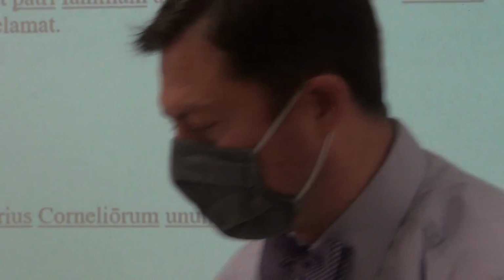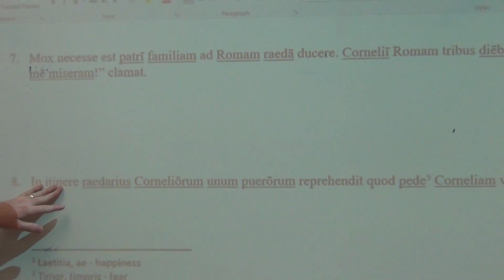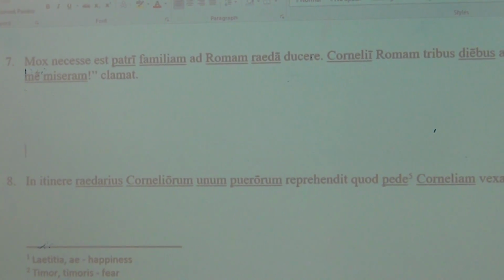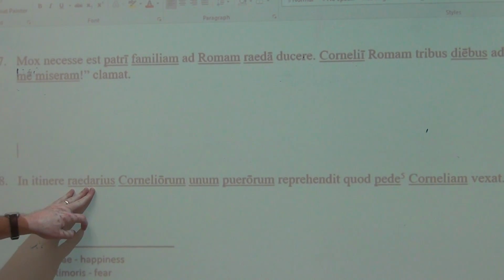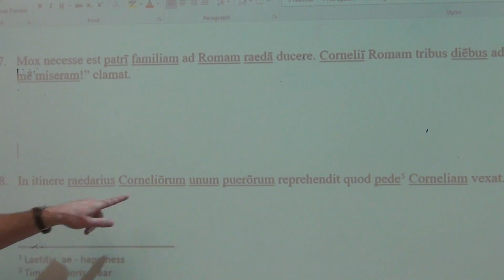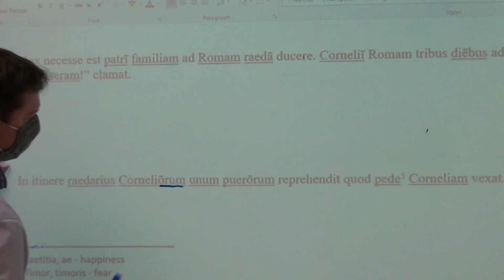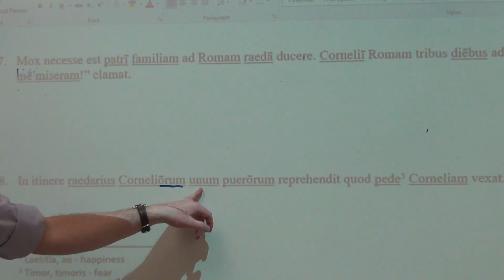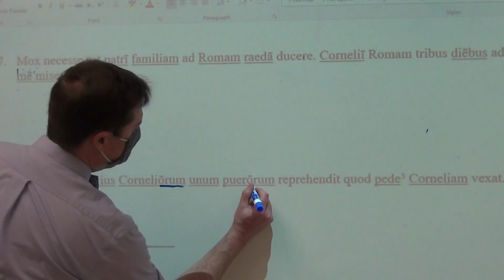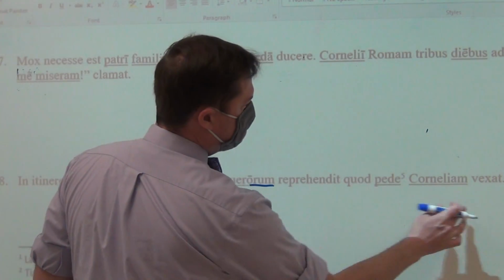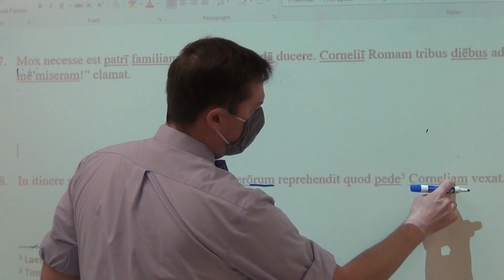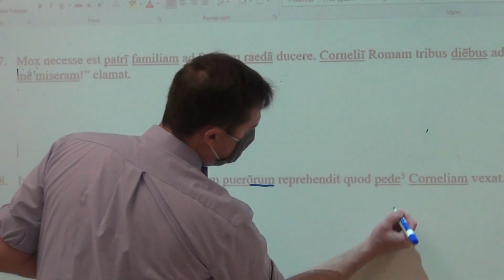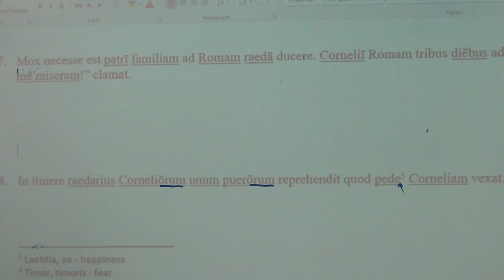There we are. Number 8. It says, on the journey, in itinere. That's what itinerary means. Your itinerary is what you do on a journey. The raidarius, the chauffeur, the coachman of the Cornelians, scolds unum, one, puerorum, of the boys, because he is annoying Cornelia, by, with, because of, from, in, on, at his foot, pace pedis, a foot, it is glossed for you. You can see with that E like arbore.